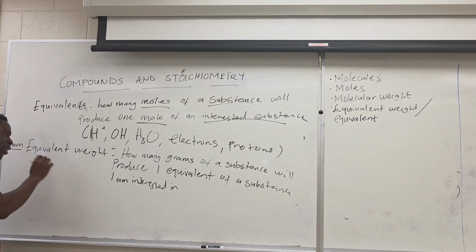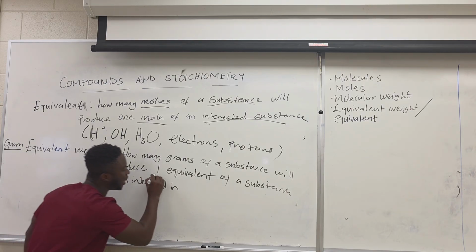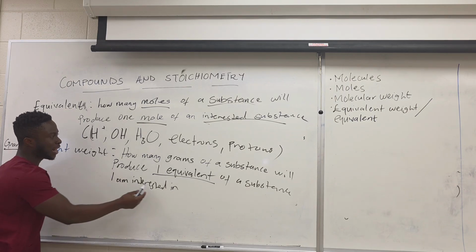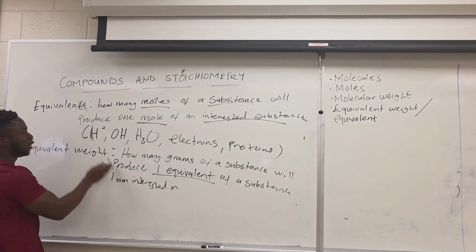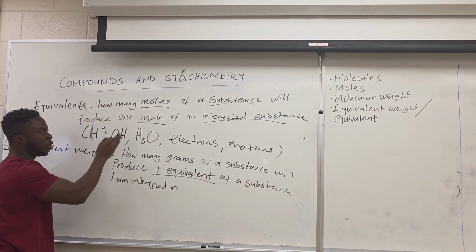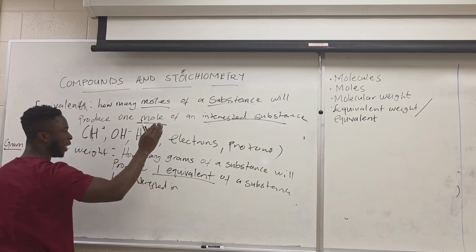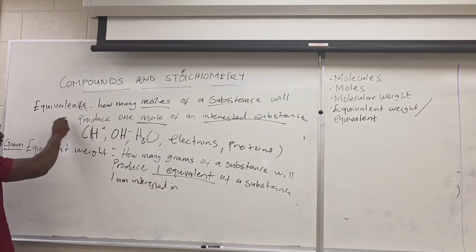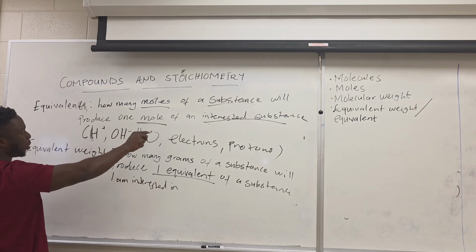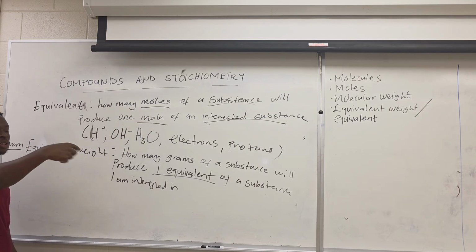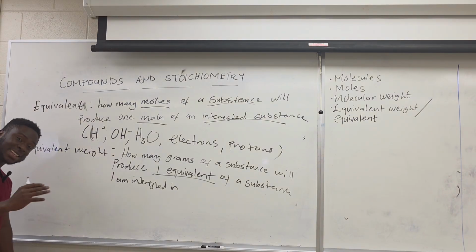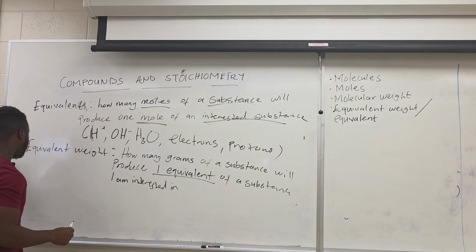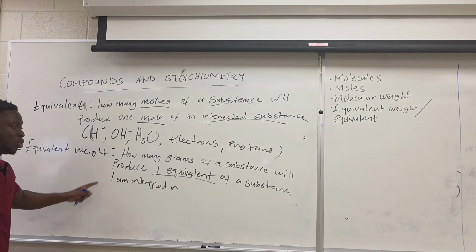We said the gram equivalent weight is how many grams of a substance will produce one equivalent of a substance that I'm interested in. And a substance that I'm interested in could be hydrogen ions, OH minus, H3O, electrons, protons. It goes on and on, right? And we said that equivalence is how many moles of a substance will produce 1 mole of a substance that I'm also interested in.